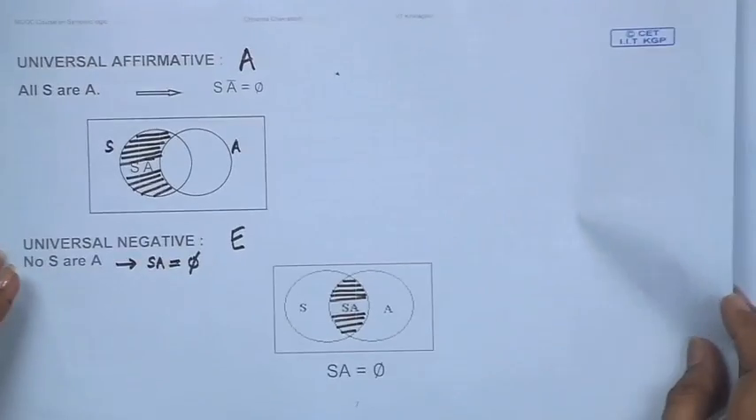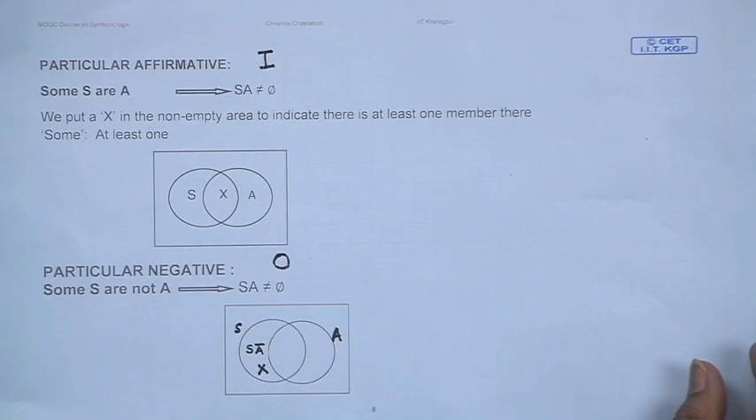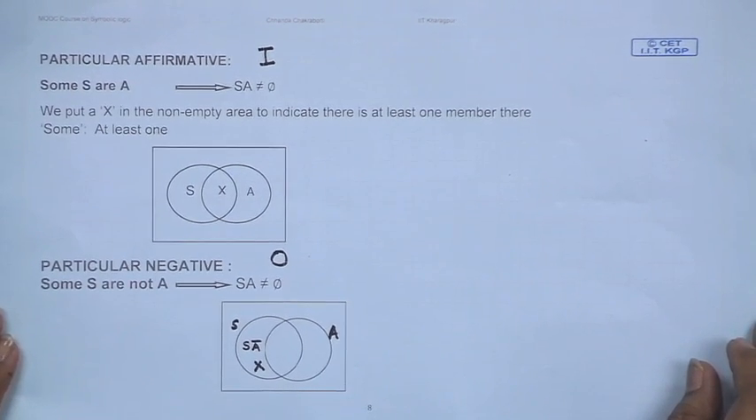So, once more, this was your A and E representation, and this was your representation of I and O. All right. So, keep this in mind. Choose any example of standard form categorical propositions of this kind and try to do the Venn diagram for practice, so that you can see that this is how it is going to go.